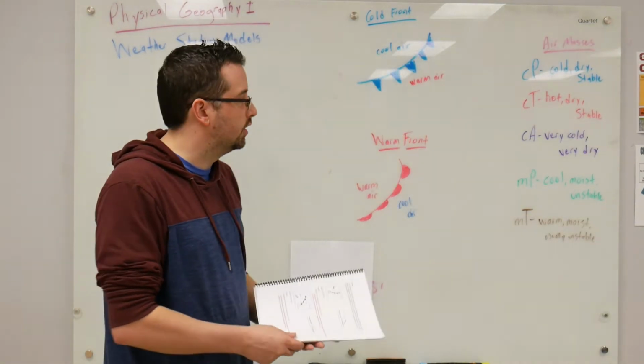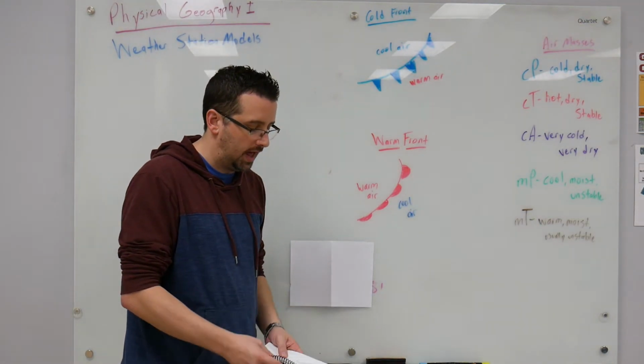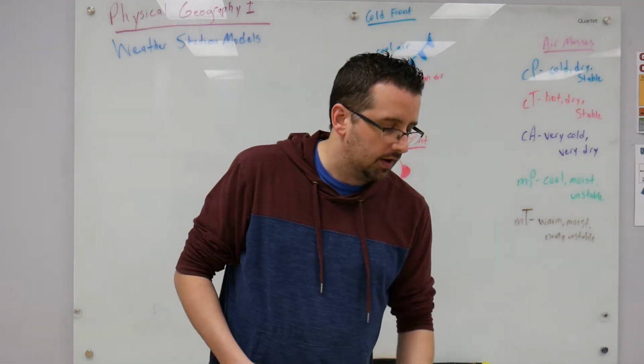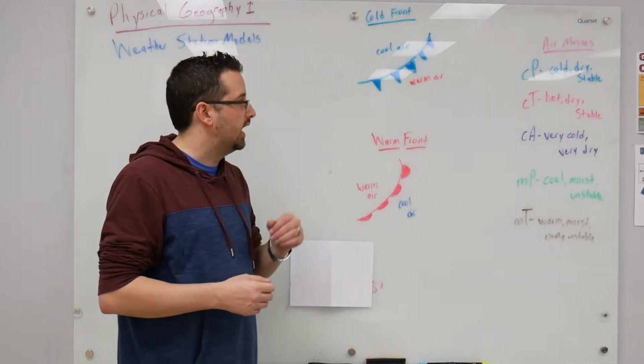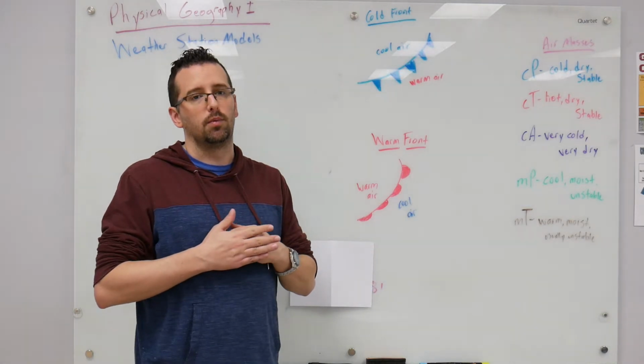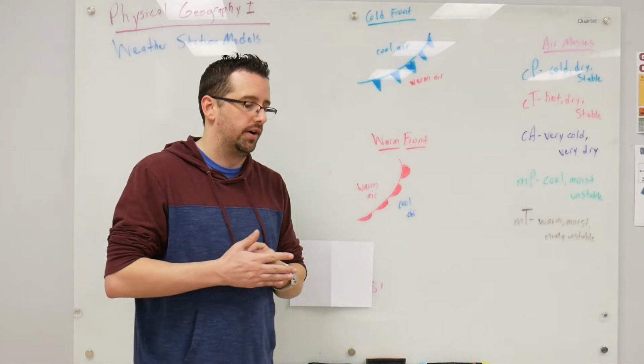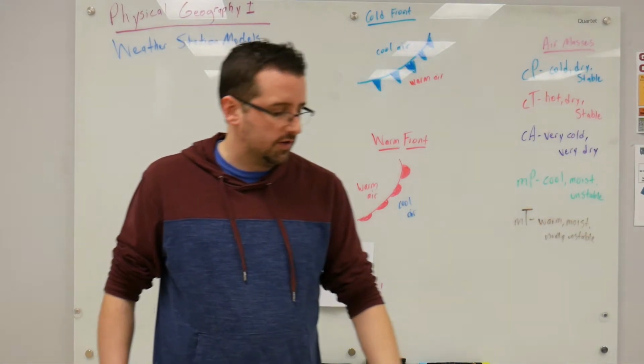So the other type of front is the occluded front, and usually what happens there is, page 76 talks about mid-latitude cyclones, and that is when the 2 fronts come together and mix with one another, and you get some very dynamic weather with an occluded front.